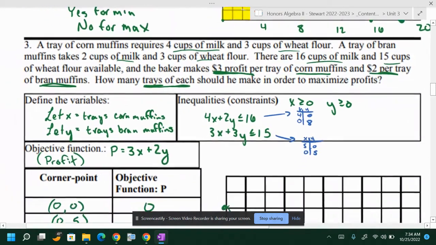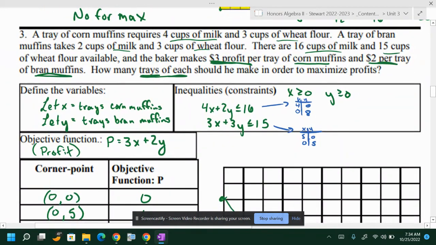Now let's put it all back together in example number 3. A tray of corn muffins requires 4 cups of milk and 3 cups of wheat flour. A tray of bran muffins takes 2 cups of milk and 3 cups of wheat flour. There are 16 cups of milk and 15 cups of wheat flour available. The baker makes a profit of $3 per tray of corn muffins and $2 per tray of bran muffins. How many trays of each should he make in order to maximize the profit?